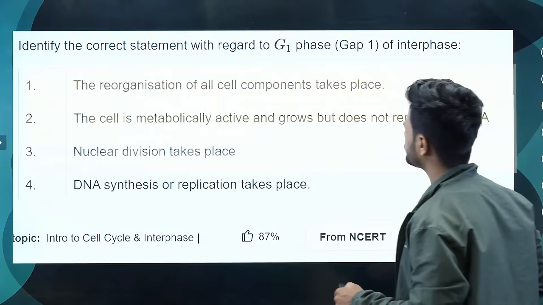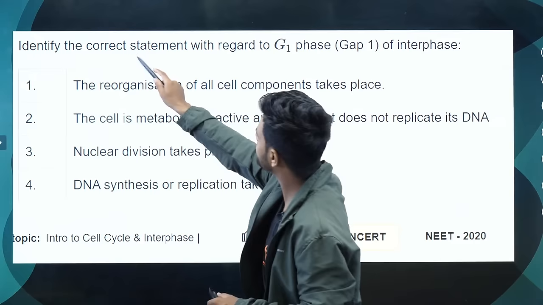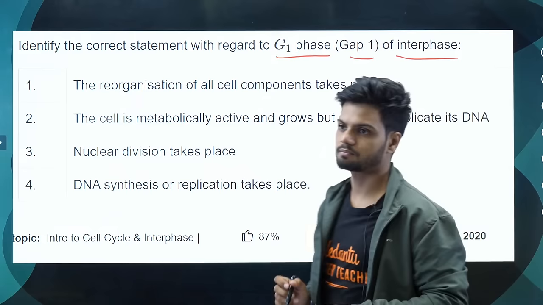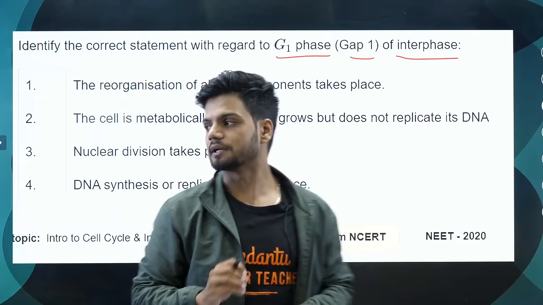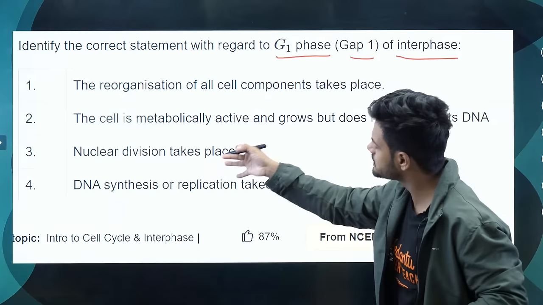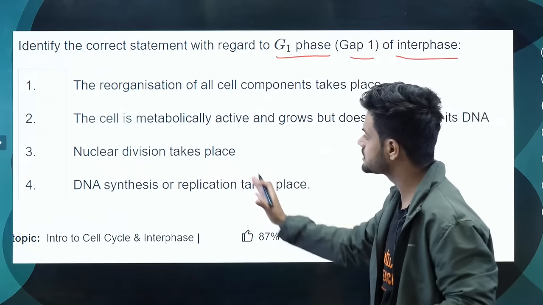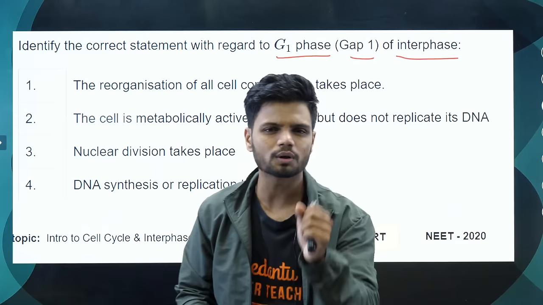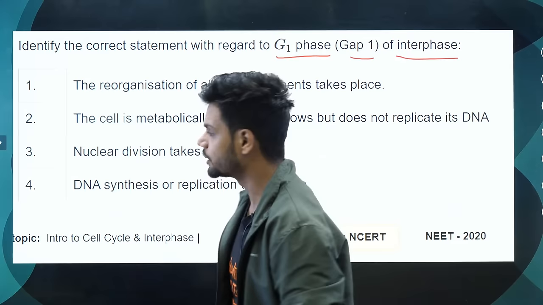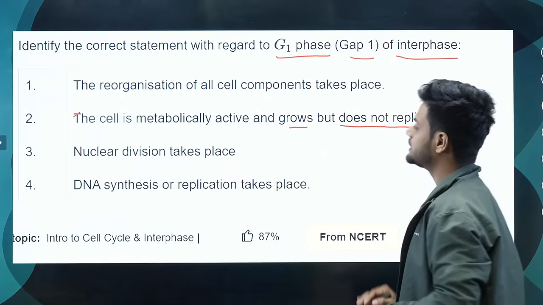Easy question. Next question. Identify the correct statement with regards to G1 phase or gap 1 of interphase. Now, what is the correct statement? That is, reorganization of cell components takes place. The cell is metabolically active and grows but does not replicate its DNA. Nuclear division takes place. DNA synthesis or replication takes place. All of you know, in the G1 phase, there is no replication of DNA. Replication of DNA is not happening at all. So, answer is what? Cell is metabolically active and grows but does not replicate its DNA. Replication of DNA is happening in your S phase. Okay.